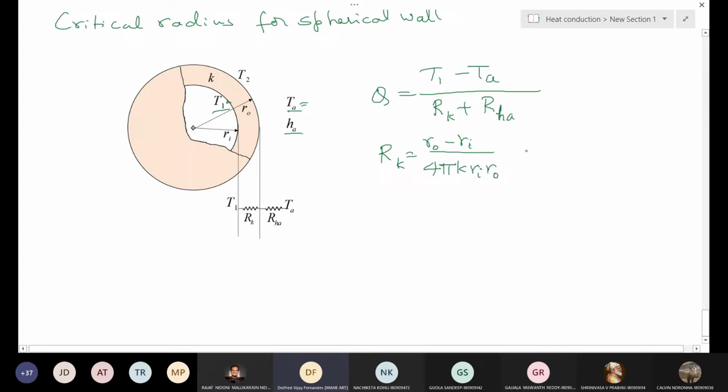And convection resistance RHA is nothing but 1 by HA into outside surface area. What is outside surface area? For the spherical case, A0 is nothing but 4 pi R outer square. So you can substitute here and you can write this is 4 pi HA R outer square.